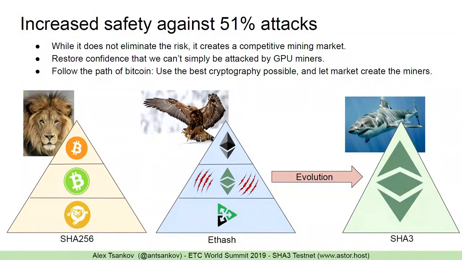So why will SHA-3 empower us? Well, the first most important thing right now that I can see is that it will immediately give us protection from 51% attacks, because right now we are 1/20th the size of Ethereum. As I said earlier, we can be attacked at any moment. It can happen today by Ethereum miners.